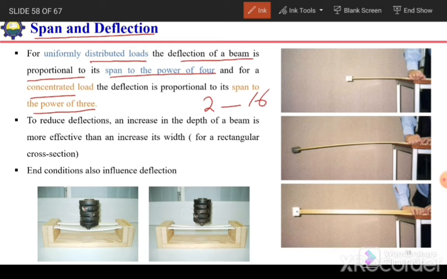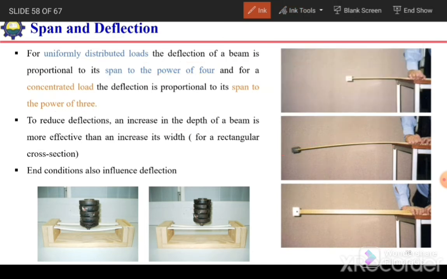To reduce the deflection, an increase in depth of a beam is more effective than an increase in its width. Here we have a demonstration where we have increased the span and the deflection has significantly increased. If we want to improve the stiffness of the member, or reduce the deflection, the better option is to increase its depth instead of width. Here we have the same section and same span, but the depth is less and the width is large. Here we have reduced the width but increased the depth. In that case there will be very little deflection.